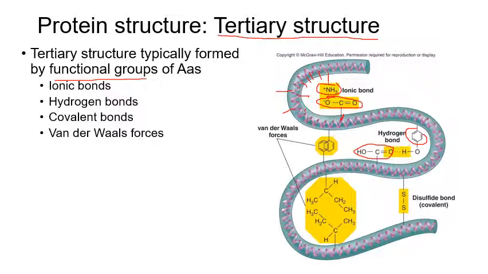We did some of the bonds or forces, but we didn't talk about van der Waals forces. You can see this is nonpolar attracting nonpolar, which is a van der Waals force. But then we can also get covalent bonds between the R groups. This would be the strongest: sulfur, sulfur. So the interaction between the R groups gives us a tertiary structure.